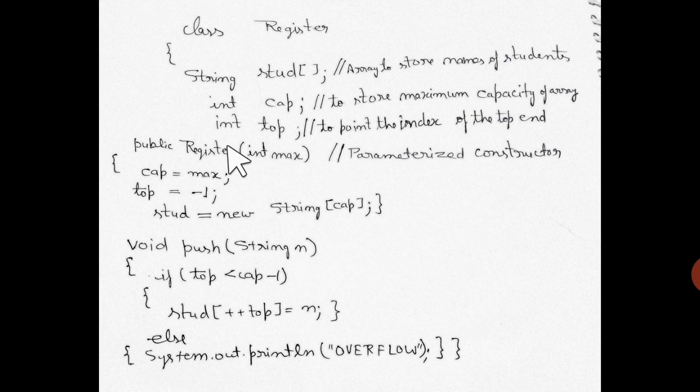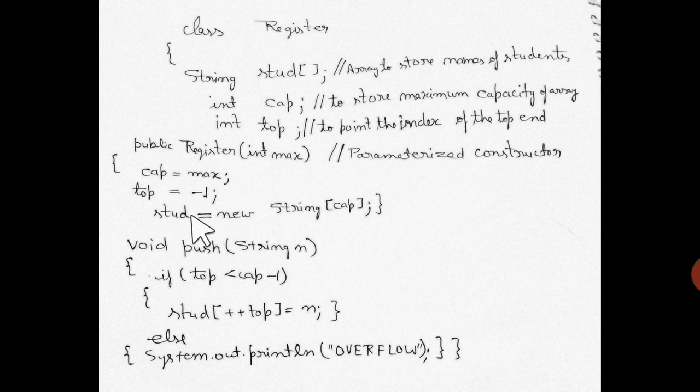and then we have the public register, that is the parameterized constructor, int max, and here this max has been assigned to cap. After that, top equal to -1, then here it is stud equal to new string square bracket cap. So this is the way of creating the array or allocating memory to the array or the stack. And remember students, here in the stud we have not used any square bracket because it's an array which has already been declared here at the top. So when we initialize it or allocate memory to this array, we don't use this square bracket again.